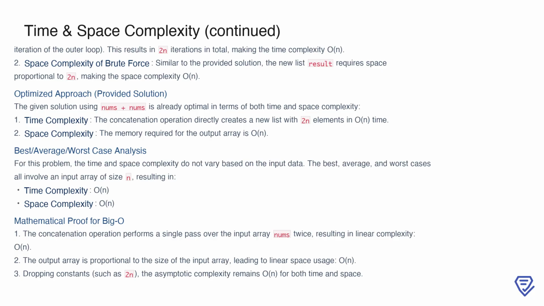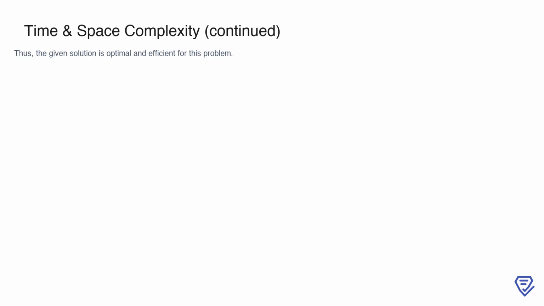time and space. Finally, the mathematical proof for the big O complexity confirms the efficiency of the solution. The concatenation operation performs a single pass over the input array nums twice, resulting in linear time complexity, O(n).